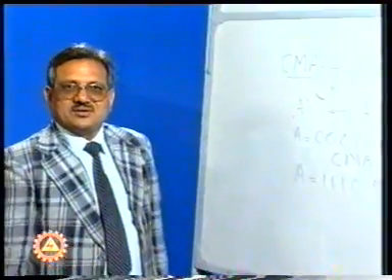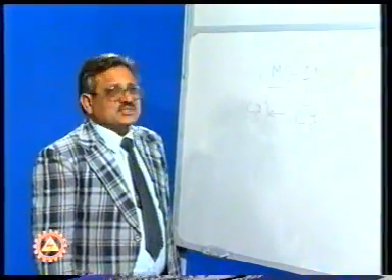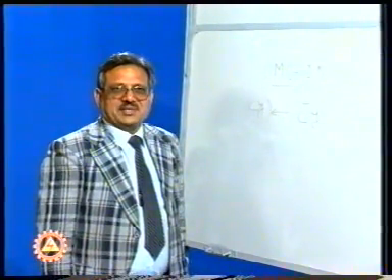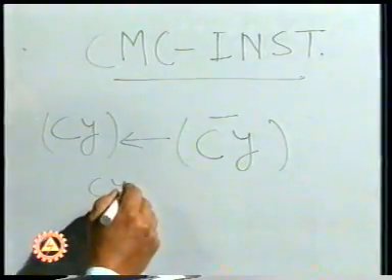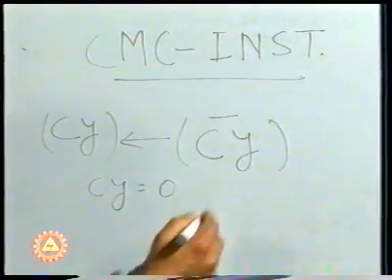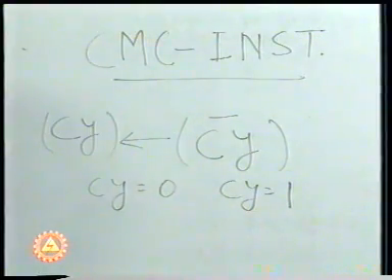Let's now take on complement carry instruction. On execution of CMC instruction, the carry bit is complemented. For example, if carry bit is 0, on execution of CMC instruction, carry bit is set. And if it is other way, that's carry bit is 1, on execution of CMC, carry bit will be reset.